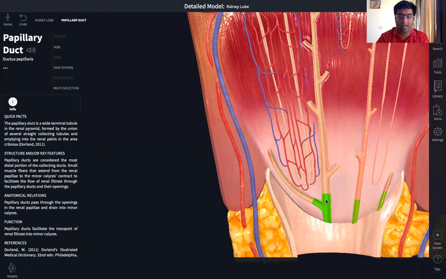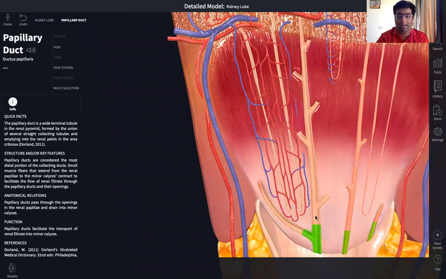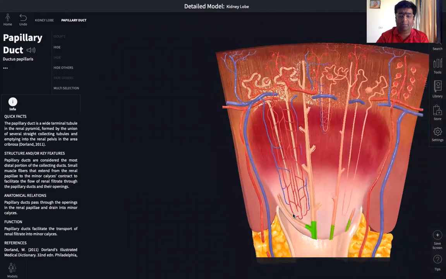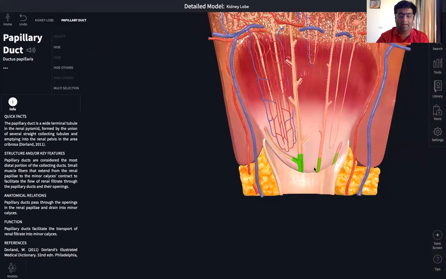So this is the common collecting duct, or the papillary duct, which opens at the apex of each pyramid. That is also called the renal papilla. From the renal papilla, these contents will move down into the minor calyces, from the minor calyces into the major calyces, then to the pelvis, and then the ureters will carry the urine via peristalsis up to the urinary bladder for temporary storage. So this, in brief, is the process of urine formation.